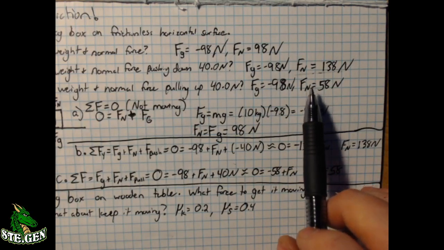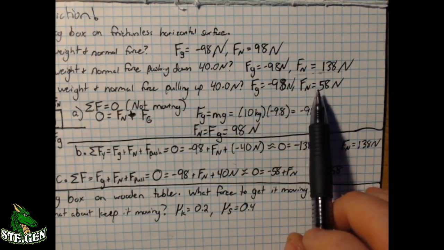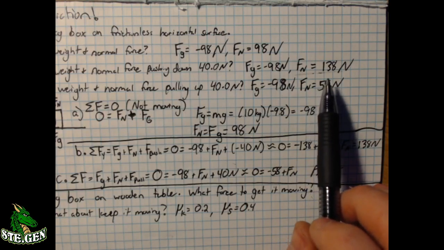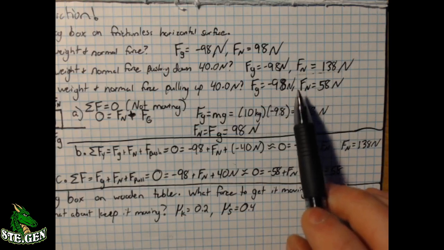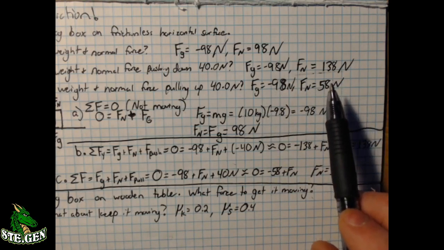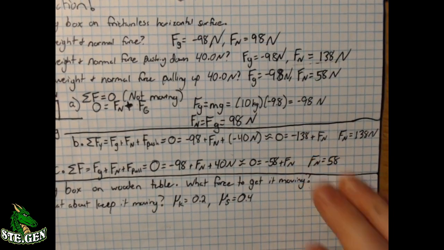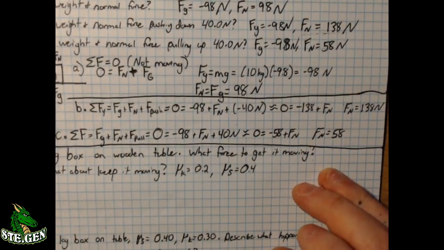So if there is upwards pull on something, the normal force will lessen. And if there's downwards pull on something, the normal force will tend to increase, if you're assuming that gravity is pointing the opposite direction of the normal force, which usually is the case. We'll get to inclines, where it's actually a little bit more complicated than that.